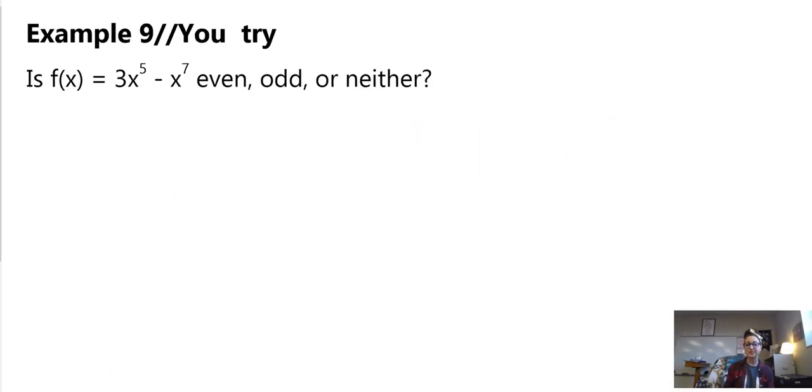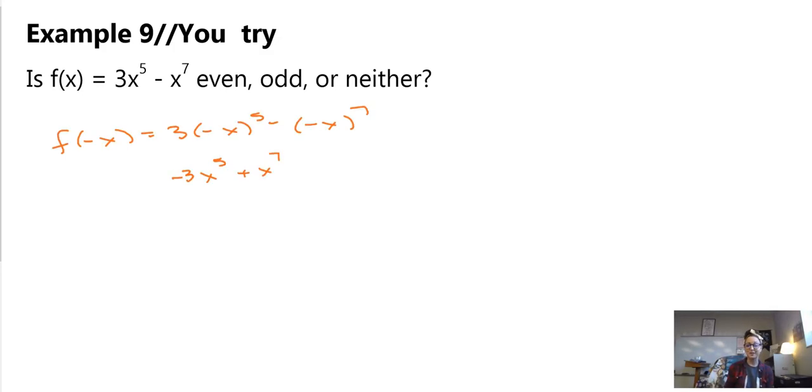All right, here's our final example. I'm going to force a pause on your screen. You tried this one. So evaluate f of negative x. See if it's even, odd, or neither. Remember, if you get exactly the same thing as what you started with, it's even. If you get the same thing but with a factor of negative 1, it's odd. And if you get neither of those, then it's neither.